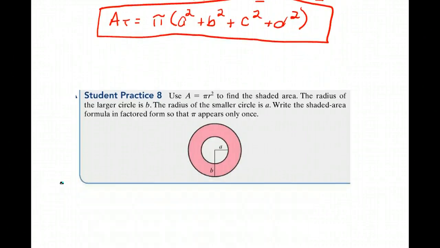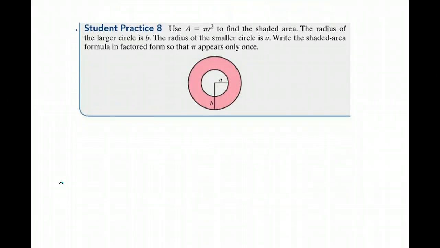Okay. I would like for you to do student practice 8. Please go ahead and read the problem, think about what's going on here, and how we can solve this problem. It's going to be pretty similar to what we just did. As soon as you're ready to move forward, please press play and we'll review the answer together.